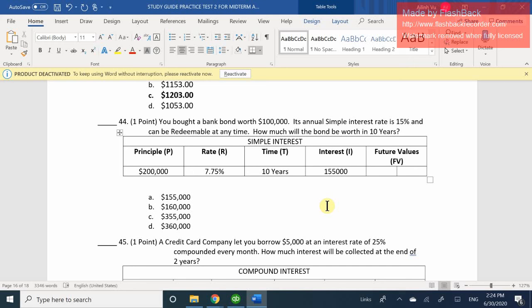355. Interest minus principal? Oh, wait. Is it 255? No, 355. It's principal plus the interest. Okay, so 355. Okay, my bad, I put up here that the bond was 100,000. So it's supposed to be 200,000. Okay. There you go. File save. And yes, the answer is now 355, which is going to be C.